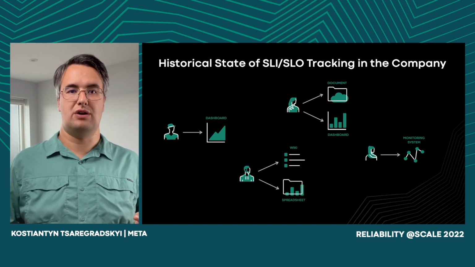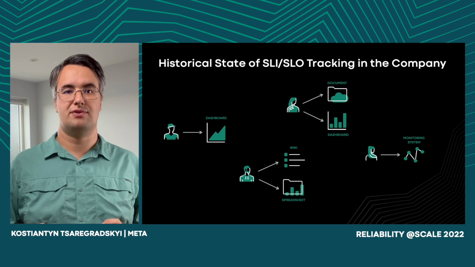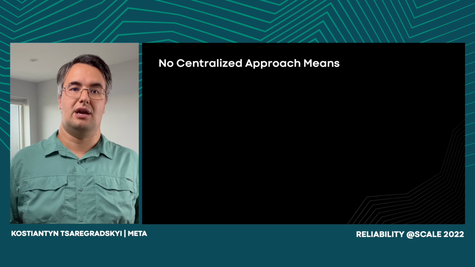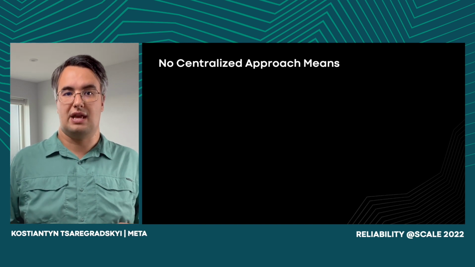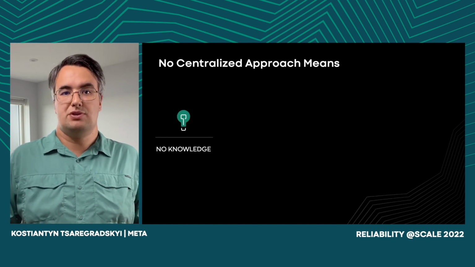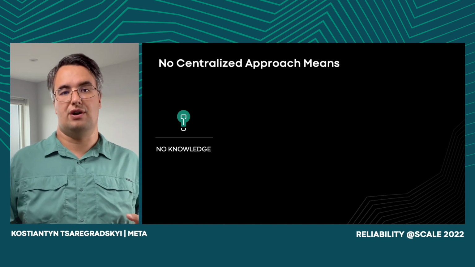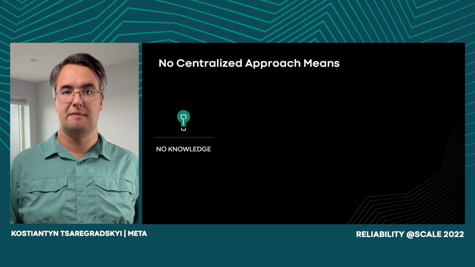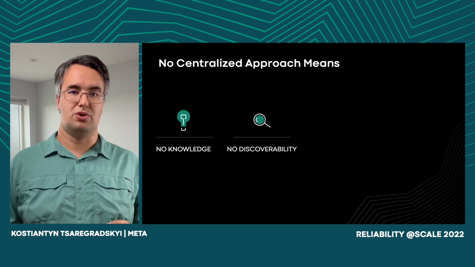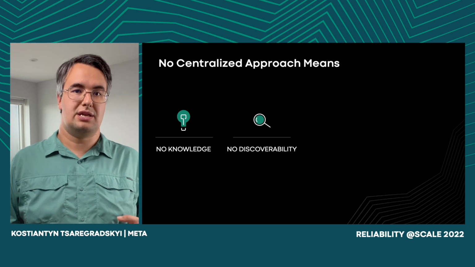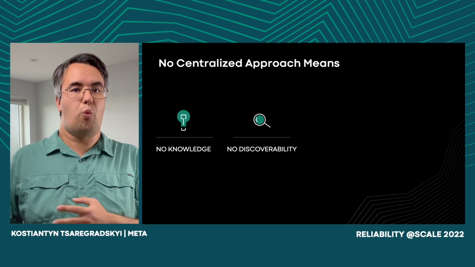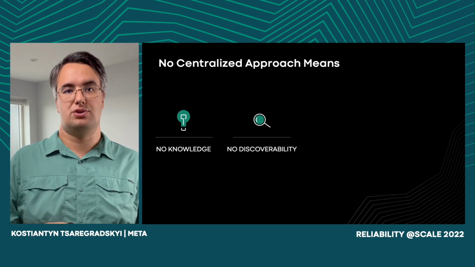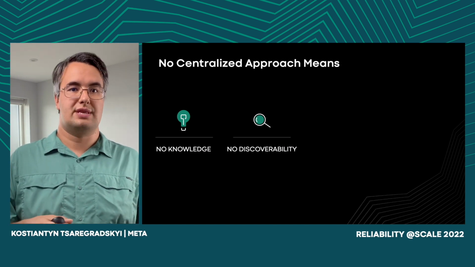Obviously, a lot of different tools, and that was very different depending on the team. Of course, this was not great in terms of centralizing the effort, and people didn't really have knowledge of how SLI and SLO tracking should be done or how others are doing that. Even if some teams were doing SLI and SLO tracking, they didn't actually know how others are doing that. Or, for example, if they were talking to some service, what is that service's SLO?